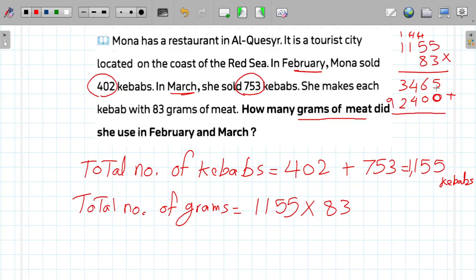Okay, and I will add them together. So I have 5 plus 0 equals 5, 6 plus 0 equals 6, 4 plus 4 equals 8, 3 plus 2 equals 5, and 9 still 9. So the total number of grams is 95,865 grams. Okay.